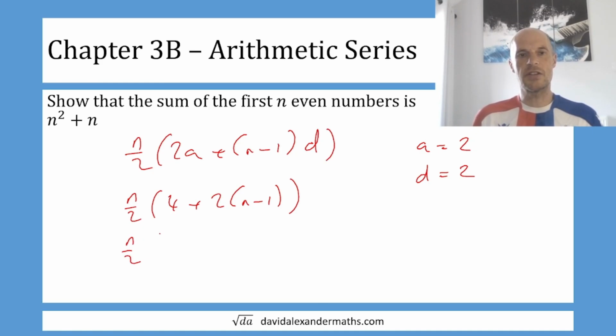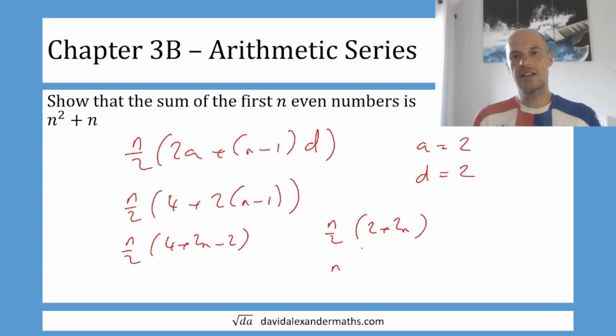So that's n over 2 lots of 4 plus 2n take 2. In other words, n over 2 lots of 2 plus 2n. n over 2 times 2 is n. n over 2 times 2n is n squared. So there we have it. I've shown that the sum of the first n even numbers is n squared plus n.